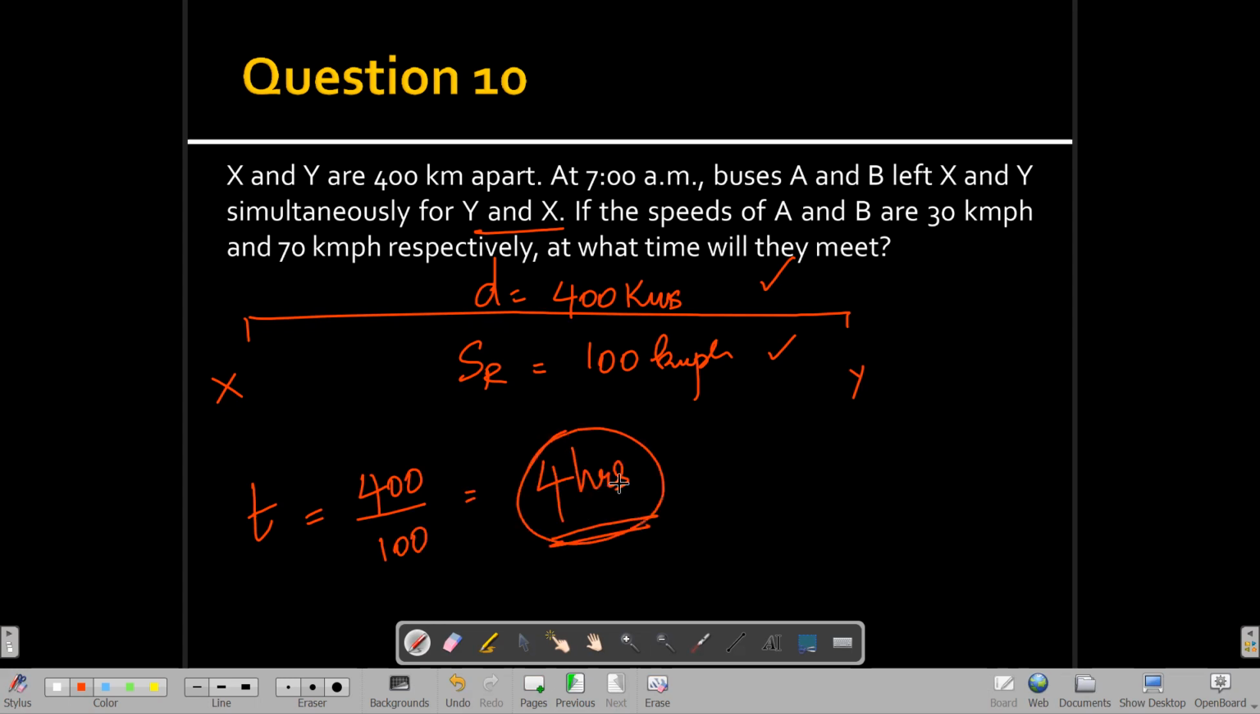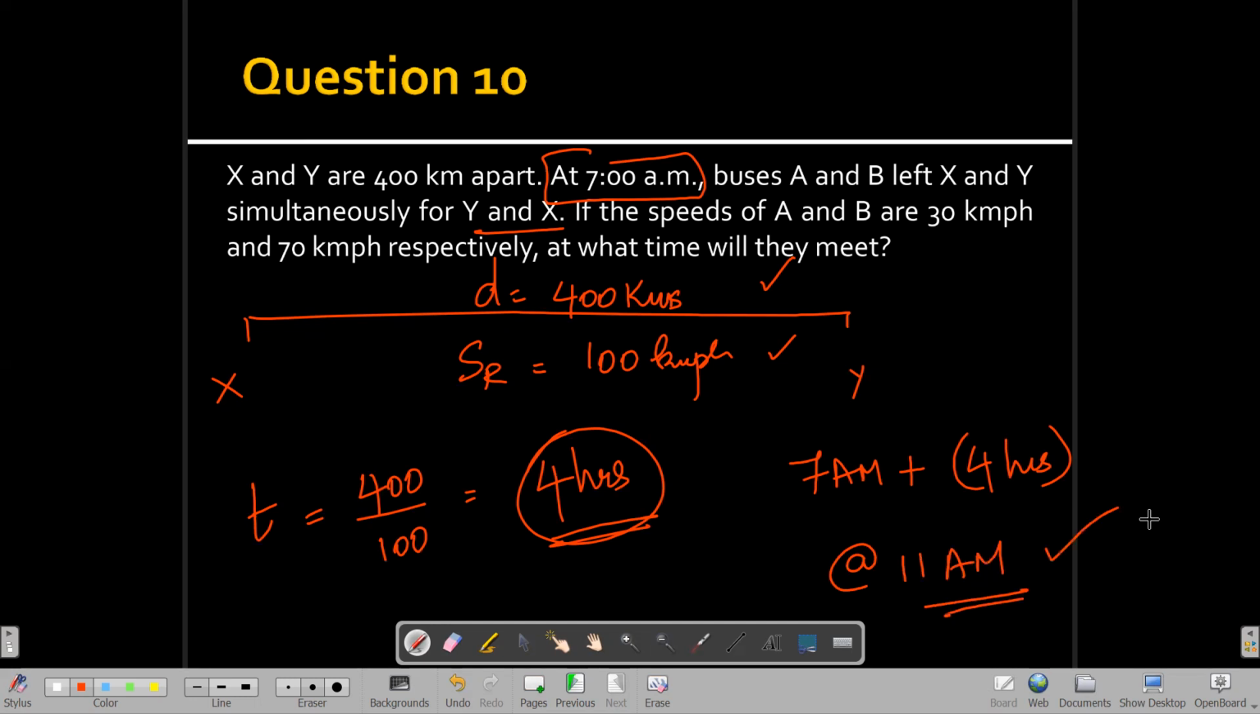So 4 hours since they start the journey, these two buses are going to meet. And you can see that they started at 7 a.m. So 7 a.m. and in another 4 hours, that is 8, 9, 10, 11. At 11 a.m., these two buses are going to meet. So for this question, they're asking you at what time they will meet. You can say that they will be meeting at 11 a.m. and that will be the answer for our question.